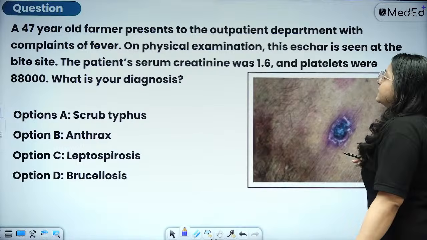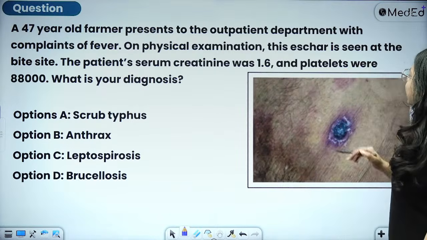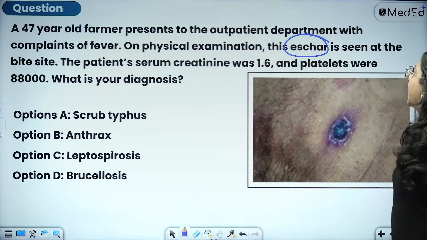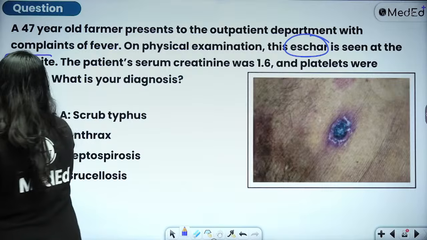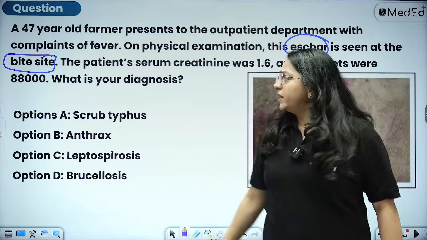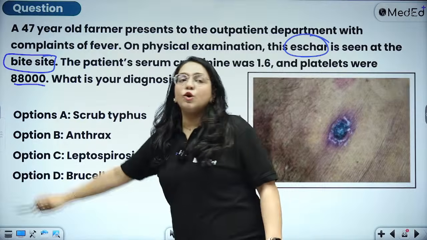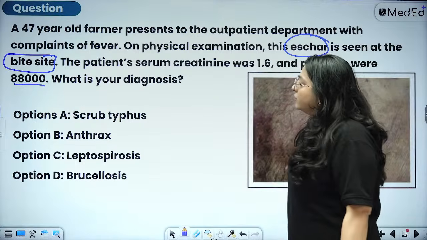A 47-year-old farmer presents to the outpatient department with complaints of fever. On physical examination, an eschar is seen at the bite site. The patient's serum creatinine was 1.6 and platelets were 88,000, which means thrombocytopenia is happening now. Reduced platelet count. Diagnosis?